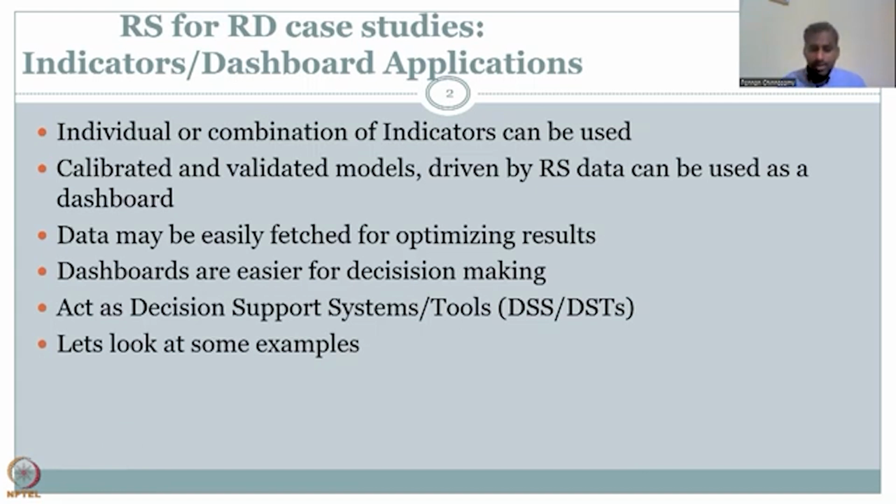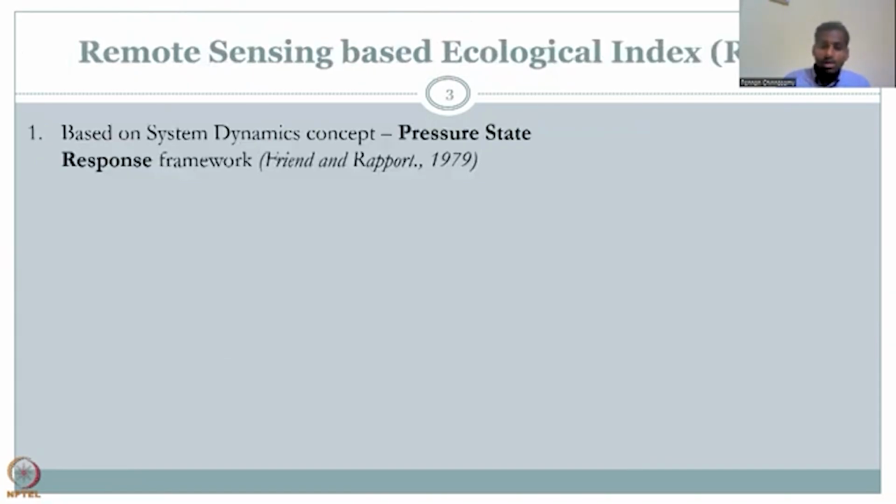Let's take a look at some examples, especially the ones from my team, because I do know the constraints and why they evolved, and we will discuss. One important indicator that we developed is the remote sensing based ecological index. It was based on the framework of the system dynamics concept of the pressure state response framework.